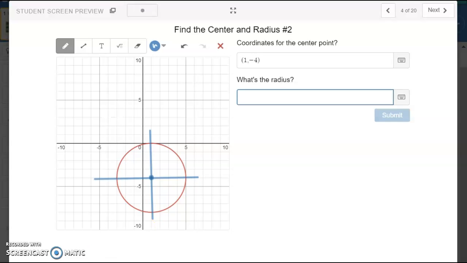And then from here, what is the radius? I find the horizontal distance from the center. Okay, that's 4 units away. So my radius is 4 units.